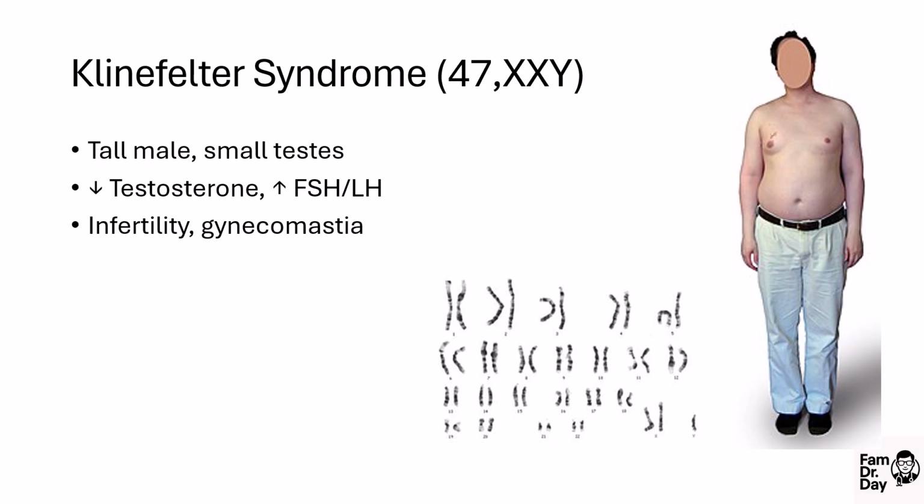Common clinical findings include infertility and gynecomastia due to the hormone imbalance, and this is a key board clue. As shown on the right, you'll see the karyotype or characteristic body habitus. Make sure to recognize this image if it shows up.